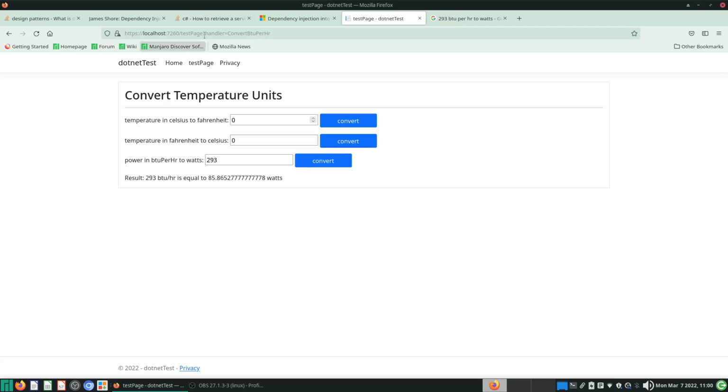So here's an example of dependency injection, like behind the scenes. I actually did this power converter called BTU per hour to watts. BTU is British Thermal Units per hour. British Thermal Units is an energy unit. Energy per unit time is a power. Watts is 1 joule per second. So I assume you know your physics. If not, maybe we can do dependency injection with a simpler example.